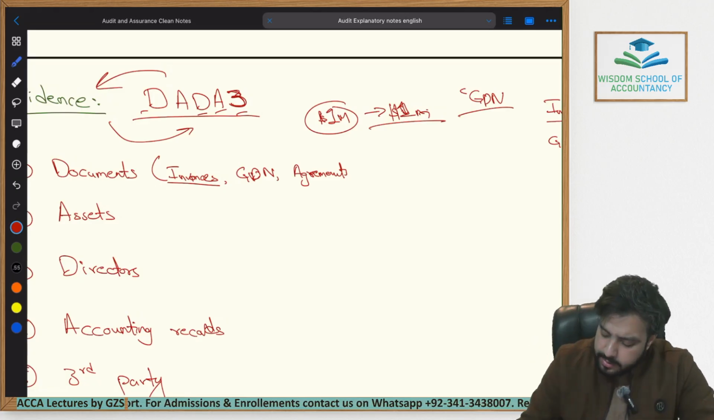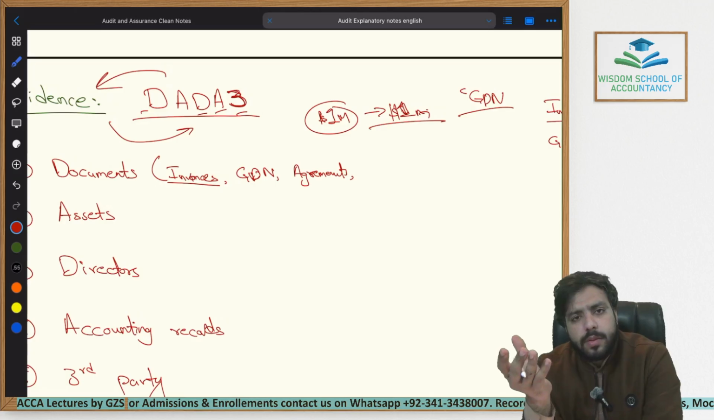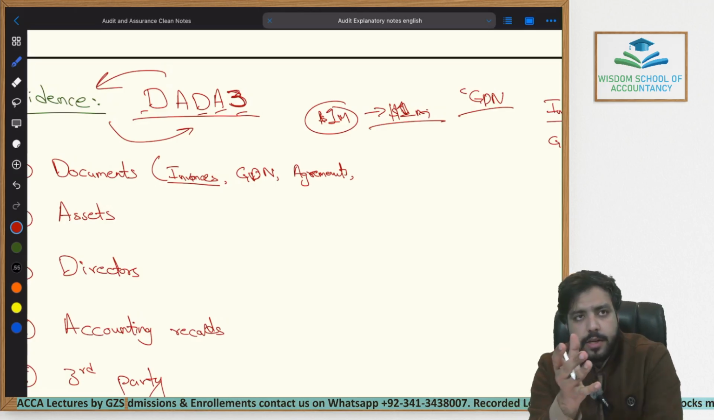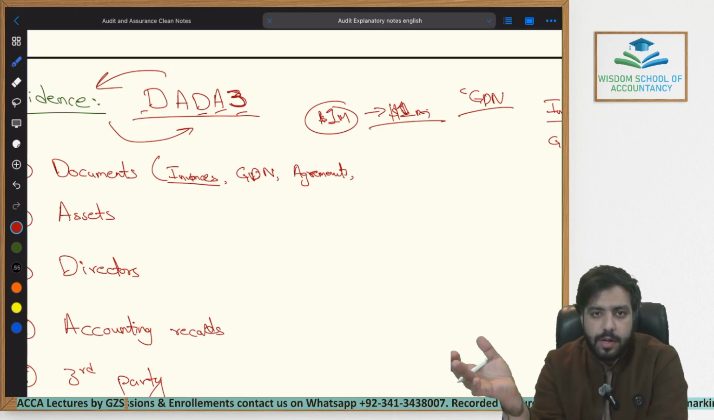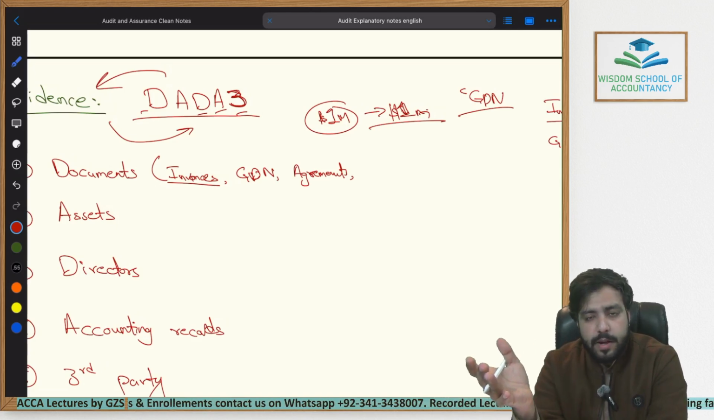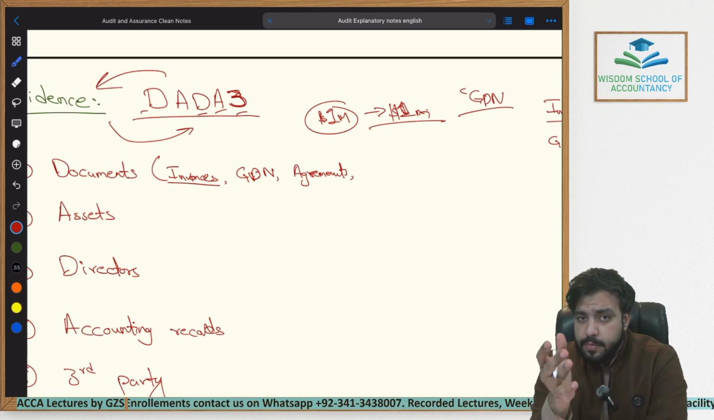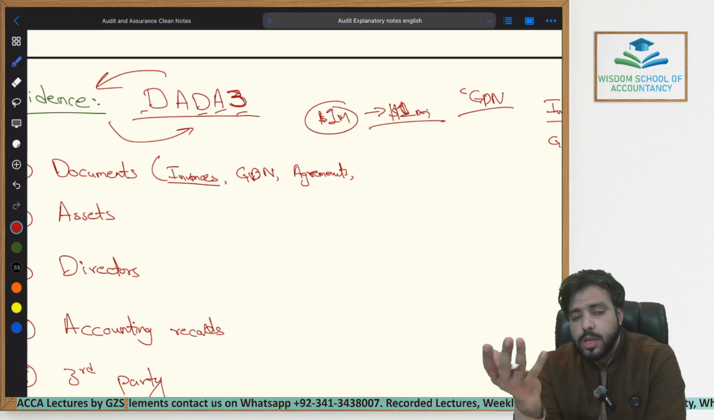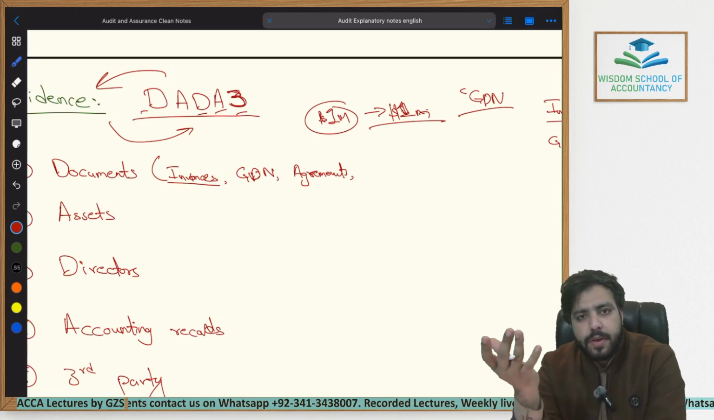So there are different types of agreement, not just loan agreements. If the company is constructing, let's say, a building for their customer, first of all, there will always be an agreement. Every single detail will be written within that agreement. The auditor can always check out that agreement for multiple different verifications as well.